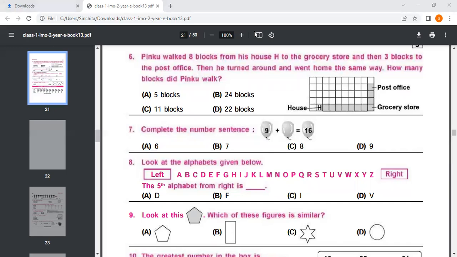Okay, ma'am. Look at this. Which of these figures is similar?